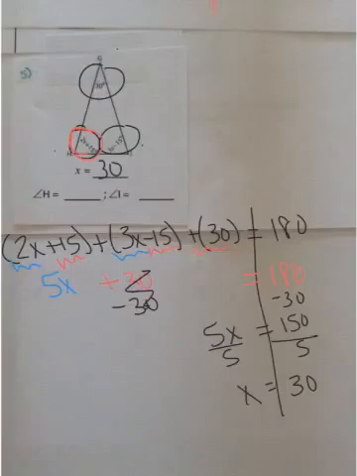So H is 2x plus 15, and x we said was 30. So 2 times 30 plus 15. So 2 times 30 is 60, plus 15 is 75. So H is 75 degrees. And angle I, this one down here, so we have 3x minus 15. So x one more time is 30. So 3 times 30 minus 15. So 3 times 30 is 90. Minus 15, that's 75. So angle I is 75 degrees.